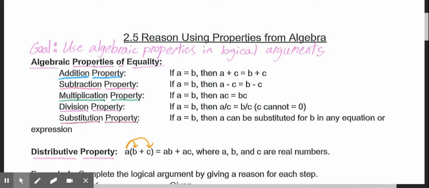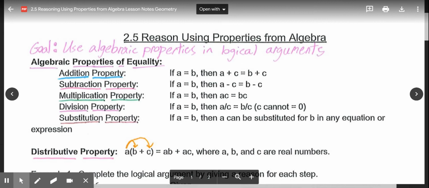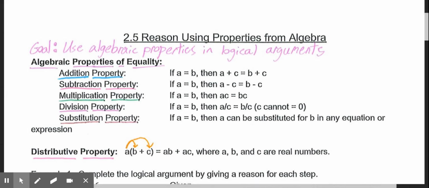Now we're going to look at other buildups to logical arguments, and again, based on this title, it will be based on algebraic properties from Algebra 1. So we have a few different properties here to just briefly refresh on. The addition property, which states if A equals B, then A plus C would equal B plus C. So if we're adding the same value to them, they're still equal.